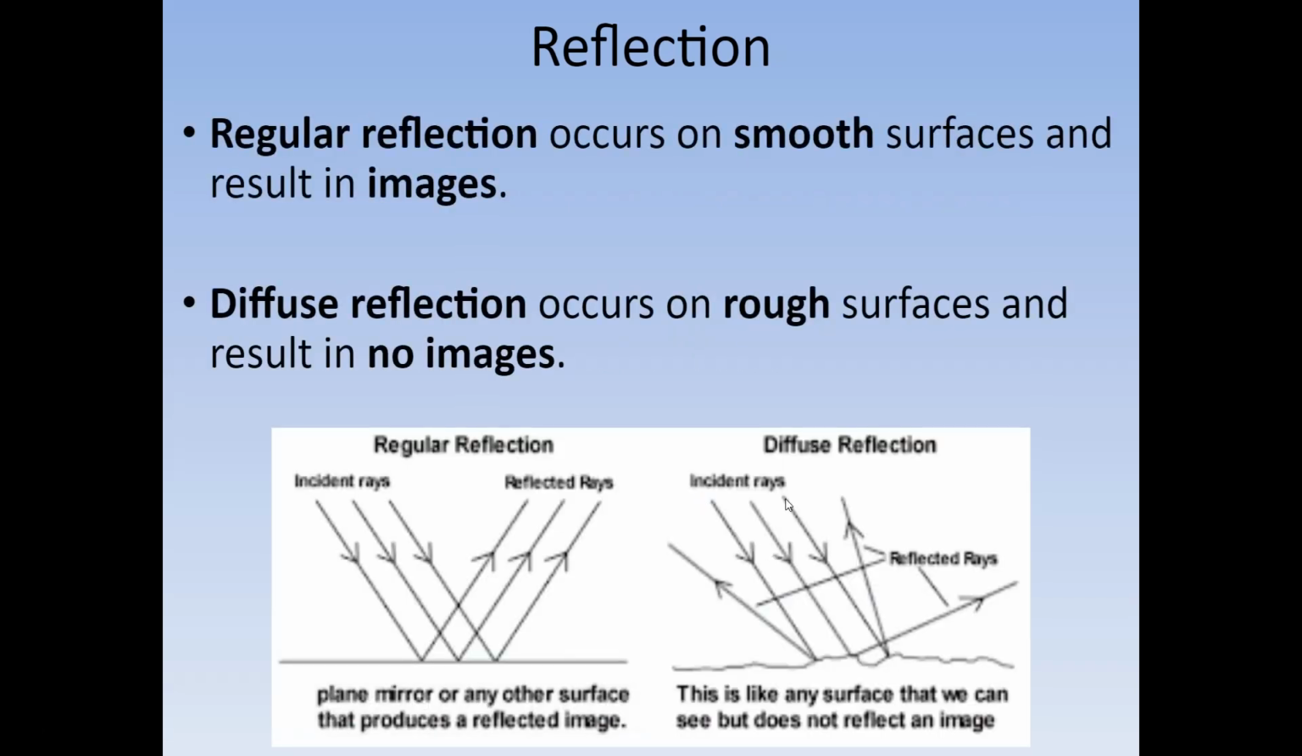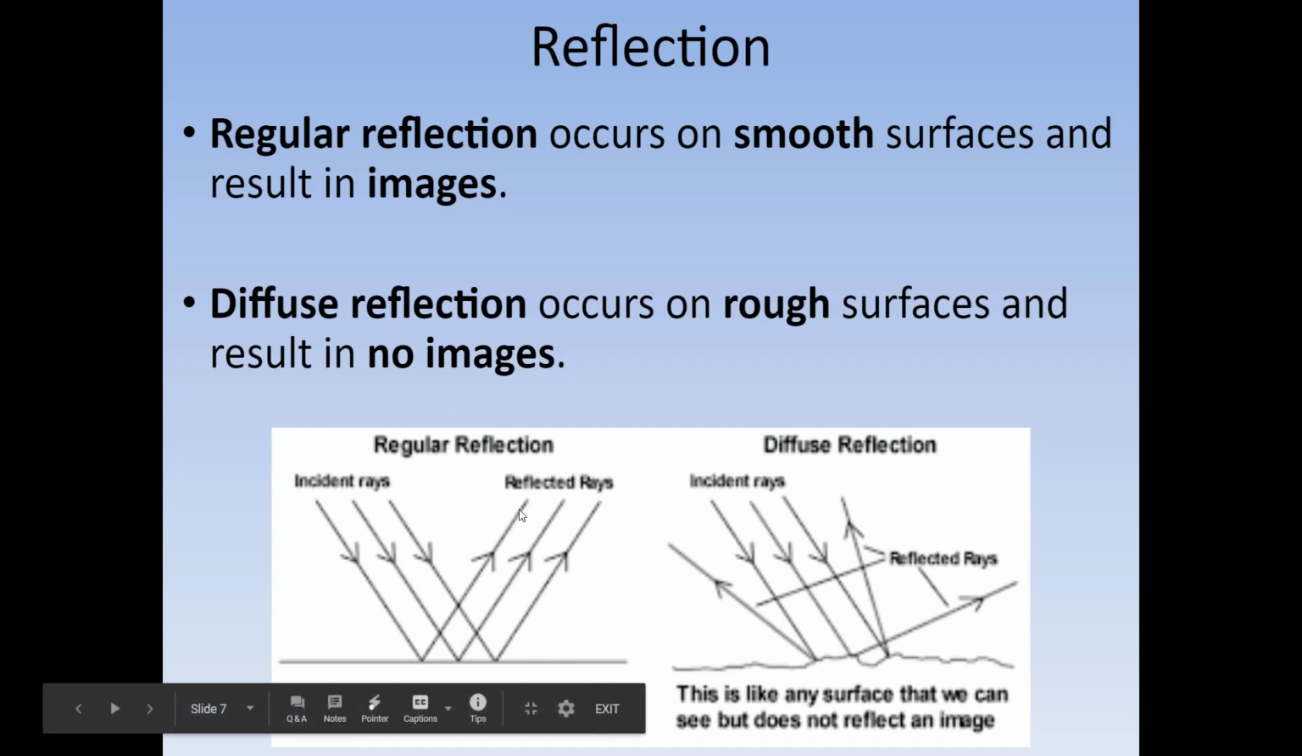There are two types of reflections. Regular reflection is what we typically think of with a mirror, where light comes in and then bounces off of the flat surface. They come in and bounce off at equal angles, and this is what's going to produce an image. So this is regular reflection.